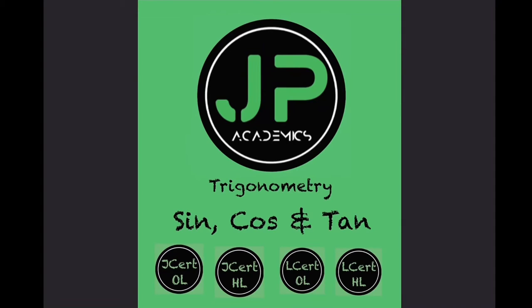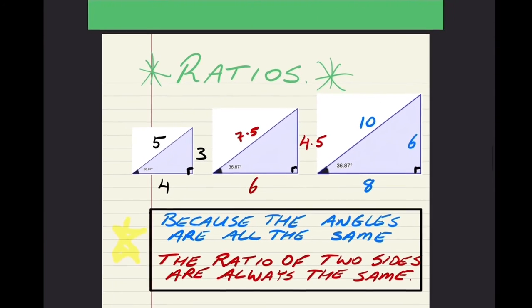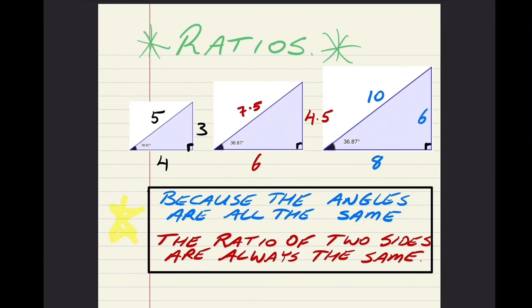Okay, so in this video we're going to be discussing the fundamentals of trigonometry, and it's all going to focus around sine, cos and tan. So as you can see, we have three triangles. All of those triangles are exactly the same in terms of angles, but the size of the triangle is totally different. So this one, as you can see, is 3, 4 and 5.